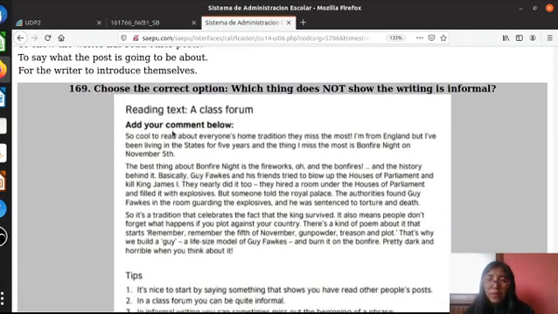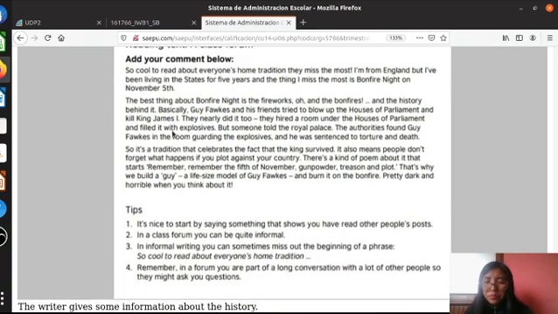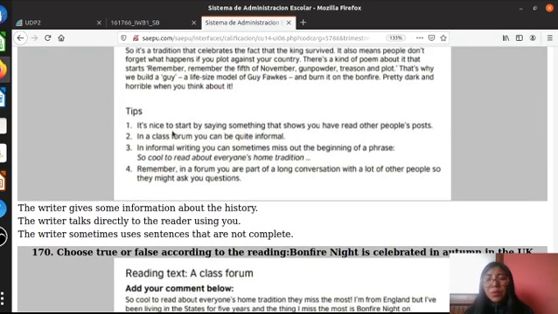Okay, which thing does not show the writer is informal? The writer gives some information about the story. The writer talks directly to the reader using you. The writer sometimes use sentences that are not complete. So tell me.